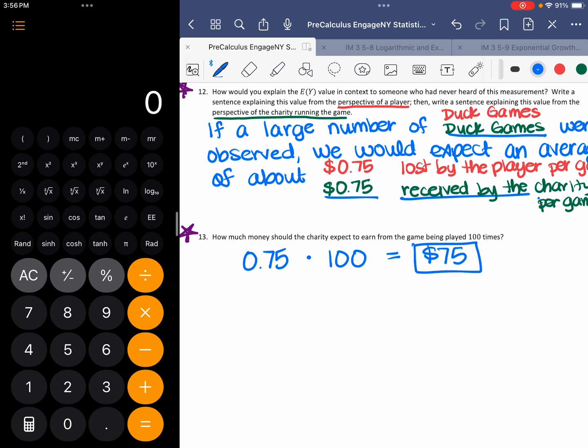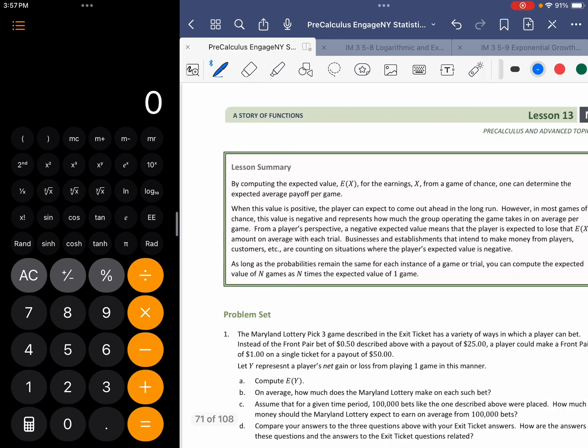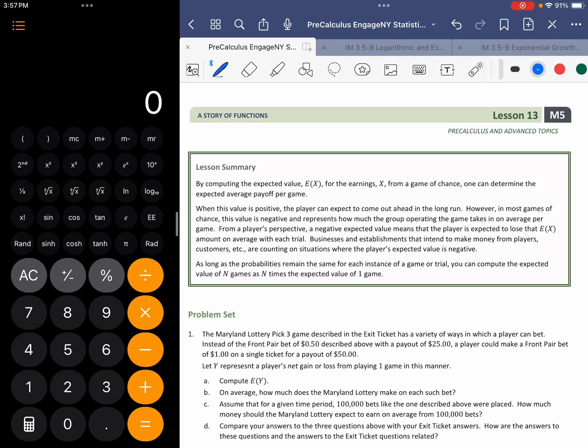Okay, so putting that all together, let's flip the page for your summary sentence. There's lots of sentences actually on this one. By computing the expected value for the earnings from a game of chance, one can determine the expected average payoff per game. When this value is positive, the player can expect to come out ahead in the long run. However, in most games of chance, this value is negative and represents how much the group operating the game takes in on average per game.